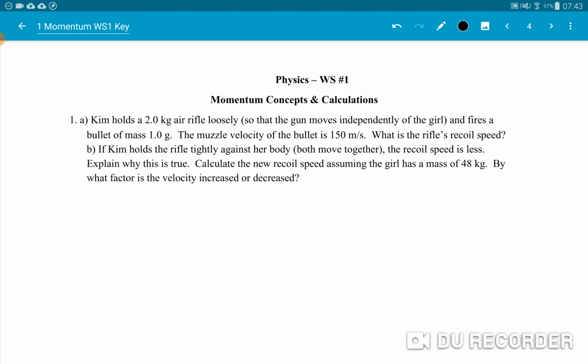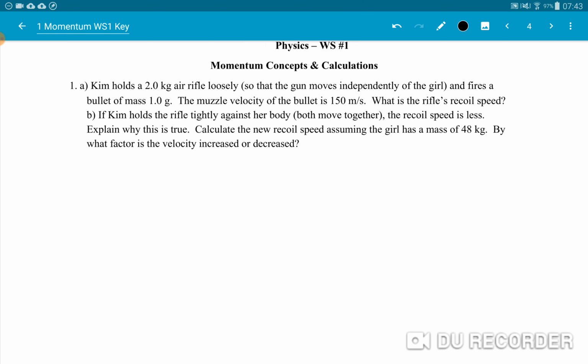Okay, let's do that first. First, we can see that the firing is the action here, and so I'm going to look at both before and after we fire this air rifle. So let's draw a picture. As always, we need an air rifle. Can you draw an air rifle? Can I draw an air rifle?